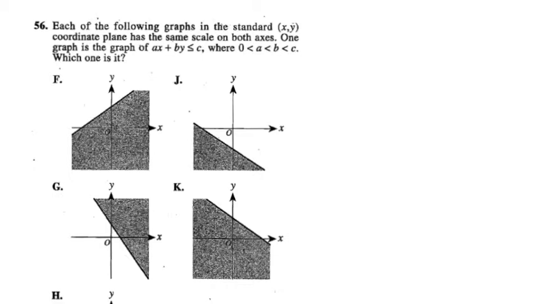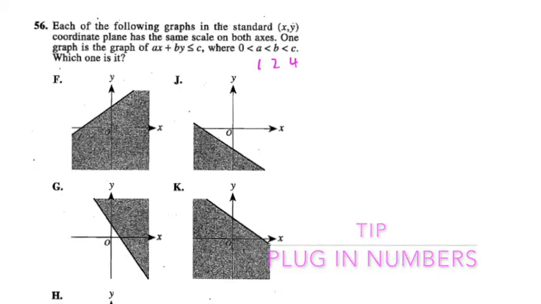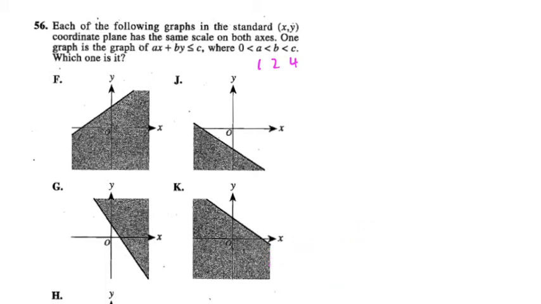Which one is it? Notice first that this is a linear inequality. They give it to us in standard form: ax plus by is less than or equal to c. Notice also that a, b, and c are all positive, but a is less than b and b is less than c. The easiest way to approach this is to plug in your own numbers. I will use 1, 2, and 4 for a, b, and c. So if we rewrite this inequality, it will be 1x plus 2y is less than or equal to 4.